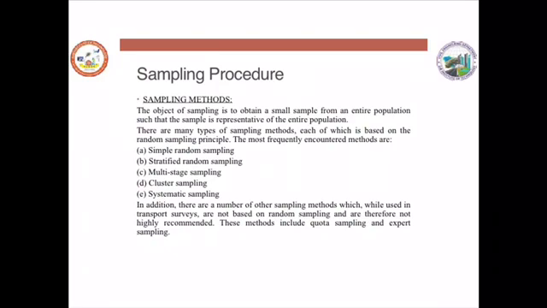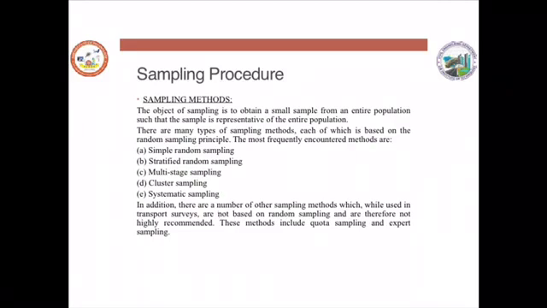The objective, we already know, is that sampling is to take representative samples from the population, which will represent the characteristics of the entire population. There are many methods available for the sampling procedure, and the most frequently used methods include probability sampling and non-probability sampling. Probability sampling can be further divided into simple random sampling, stratified random sampling, multi-stage sampling, cluster sampling, and systematic sampling.